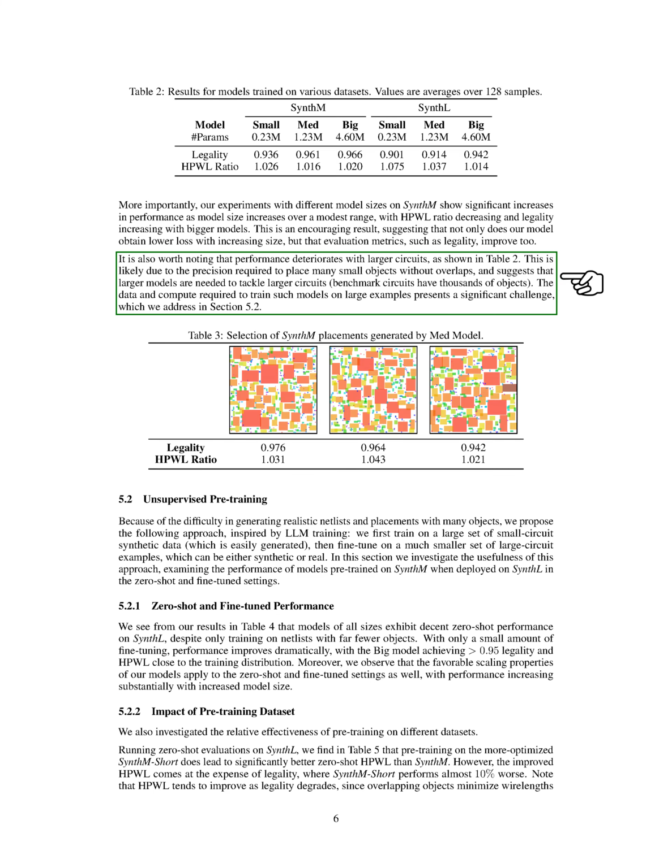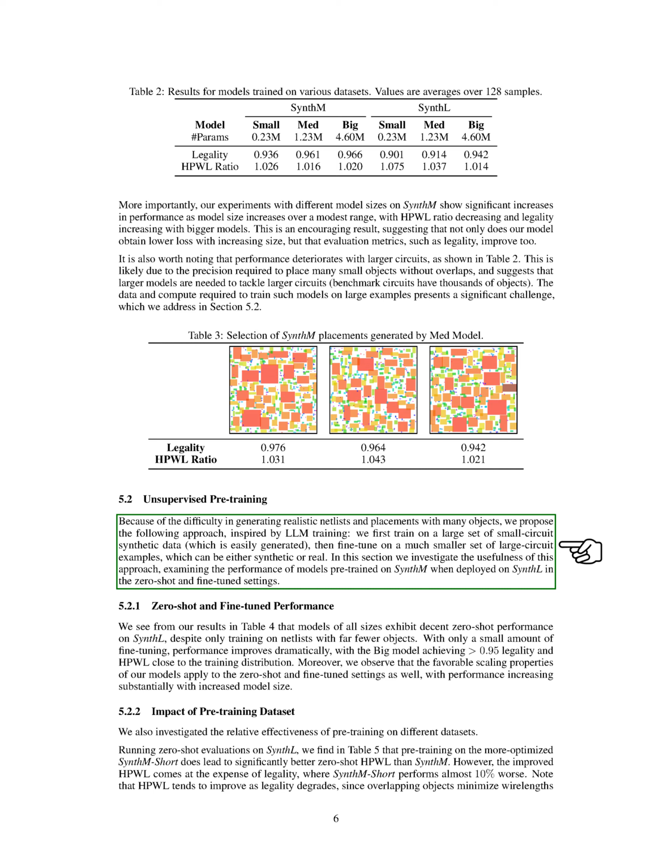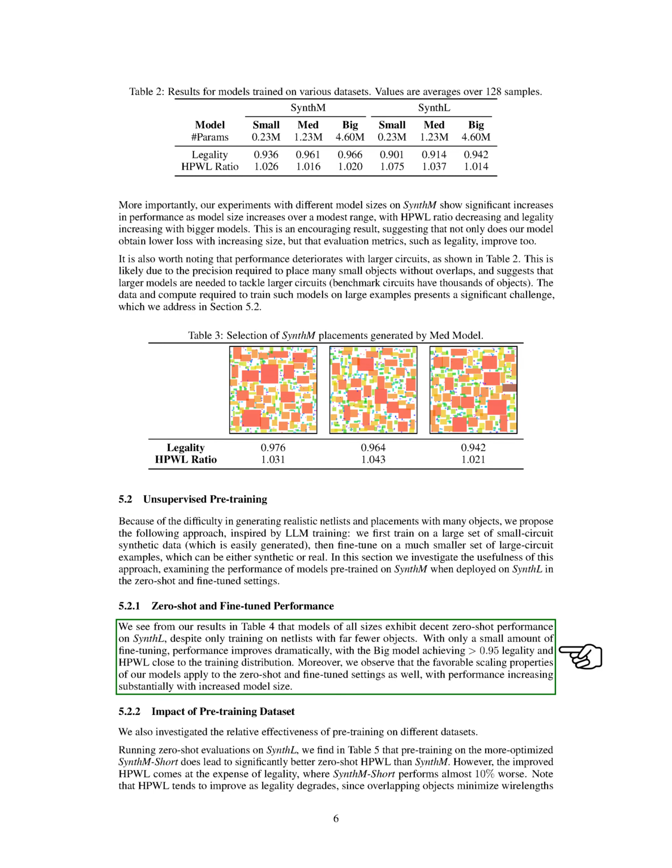However, larger circuits pose challenges due to the precision required to place numerous small objects without overlaps, suggesting the need for even larger models to handle such cases. To address this, we propose an unsupervised pre-training approach inspired by LLM training, where we first train on small circuit synthetic data before fine-tuning on larger examples, either synthetic or real. This method shows promising results in improving model performance on larger circuits.